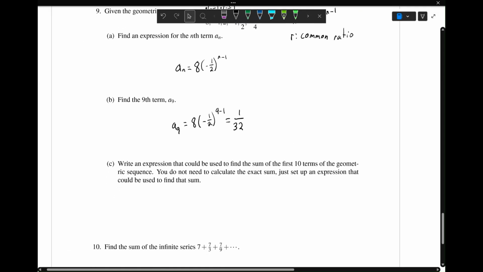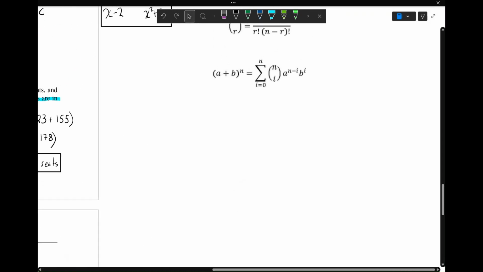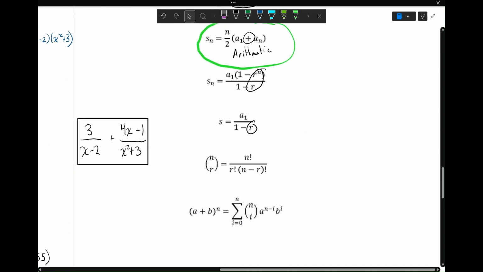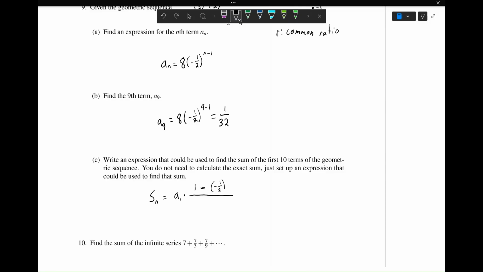All right, write an expression that could be used to find the sum of the first 10 terms of the geometric sequence. You do not need to calculate the exact sum, just set up the expression. Well, I know that the sum of n terms is a sub 1 times, this fraction can be written in a number of ways. I'll write it like it is on the formula sheet. See, it's 1 minus r to the n over 1 minus r. So I'll put the general formula here, 1 minus r to the n over 1 minus r.